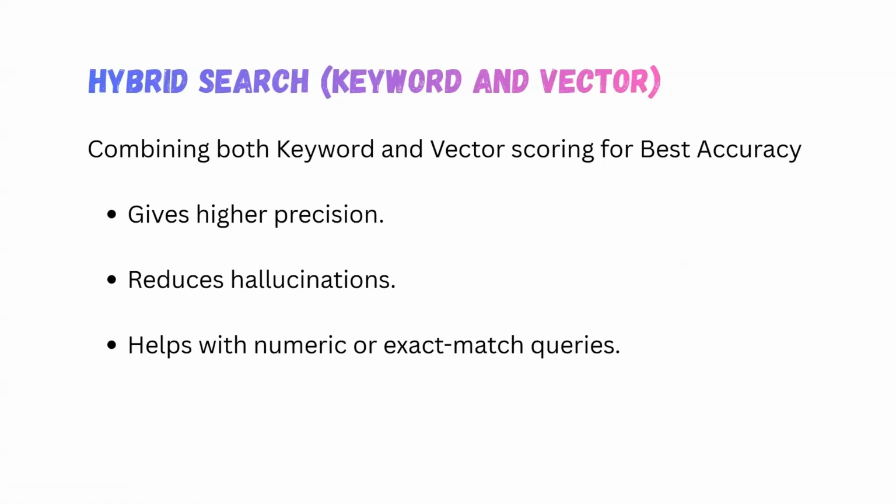It is good if we use hybrid search, combining both keyword and vector scoring, for best accuracy. It gives higher precision, reduces hallucination, and helps with numeric or exact match queries.